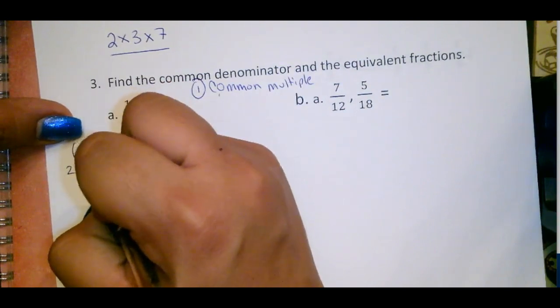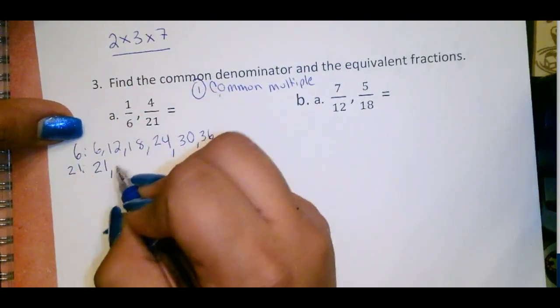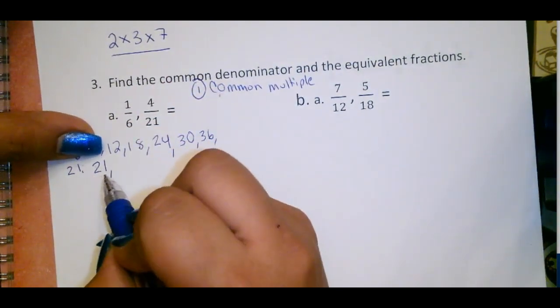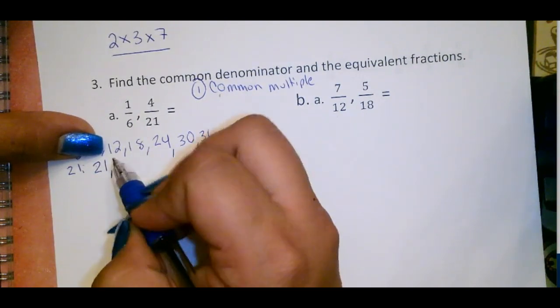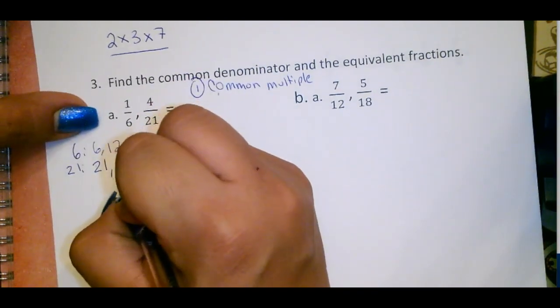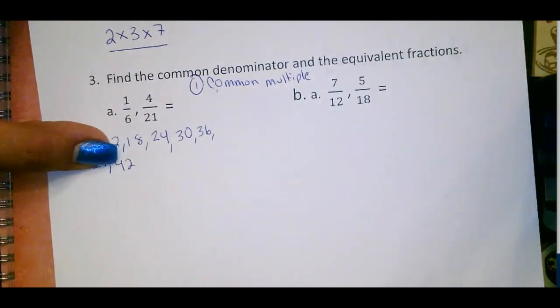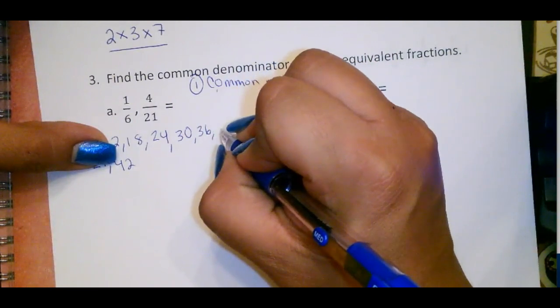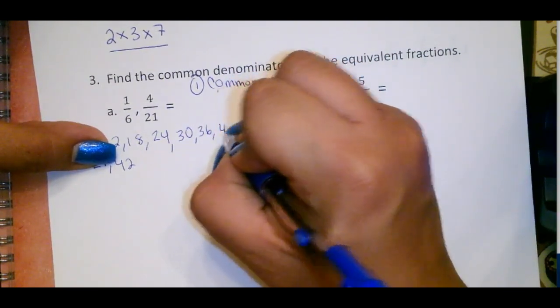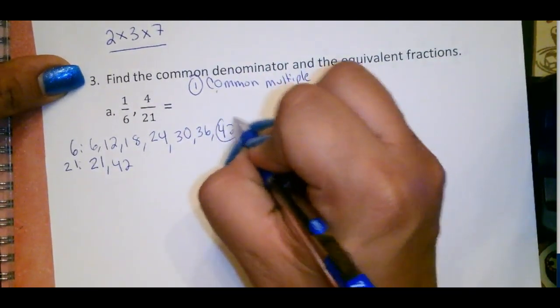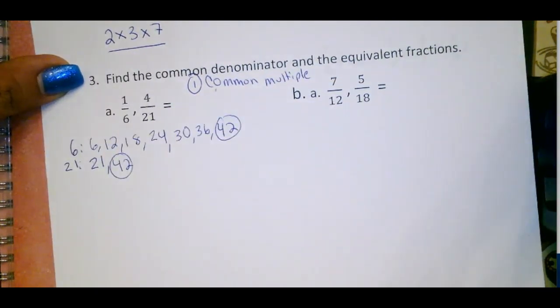So I'm going to do this one so that I know where I need to stop, right? 21. The next one will be, so you want to add 21 and 21 to get the next one. So that's 42. And I'm going to stop and see if I can have that same multiple. So 36, add 6, 42. So there it is. Our common multiple is 42.